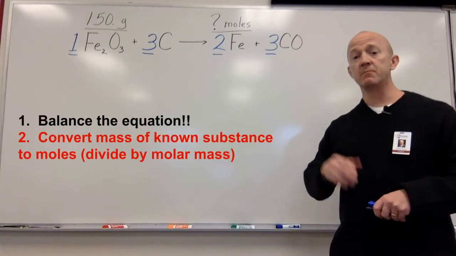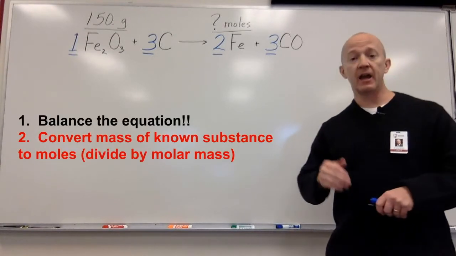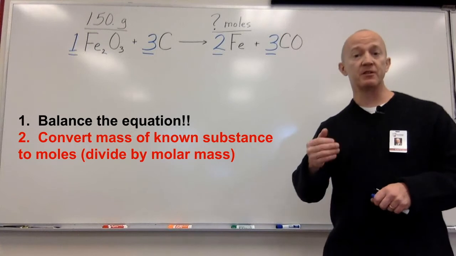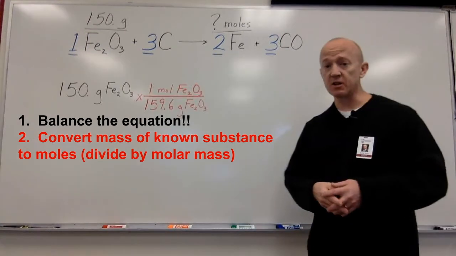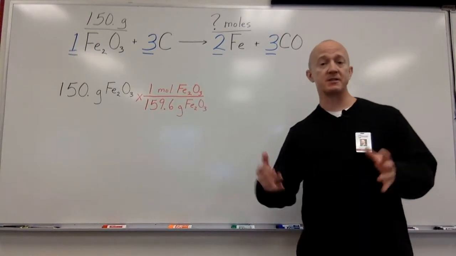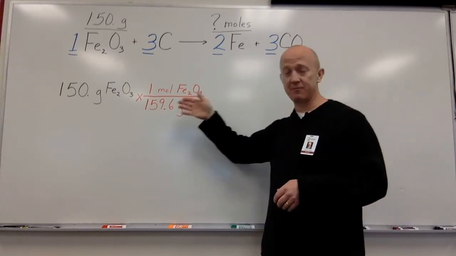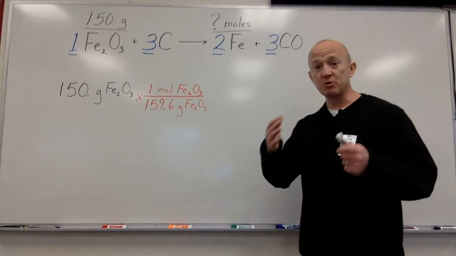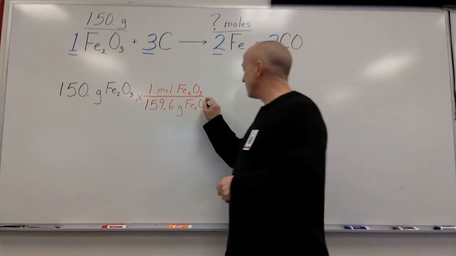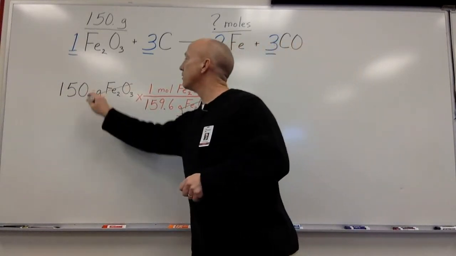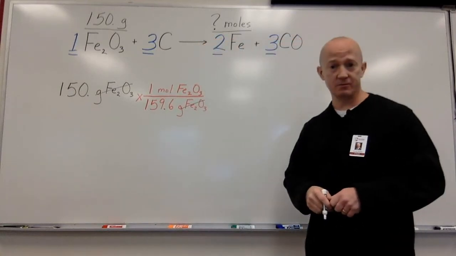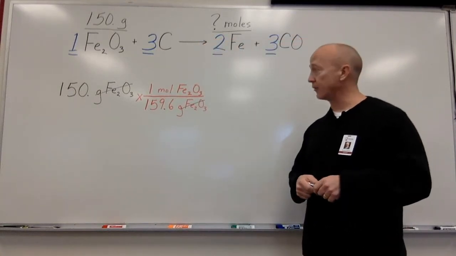First, I'll take the mass of my iron 3 oxide and convert it to moles by dividing by the molar mass. This conversion factor written in red represents that step for me. Notice that I have it arranged such that I'll end up dividing by the molar mass. I've also arranged it this way so that my units for grams will cancel. That leaves me with moles of iron 3 oxide.